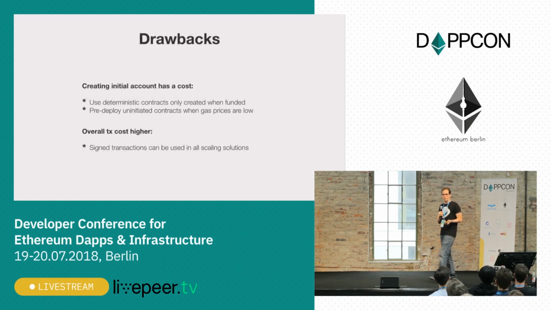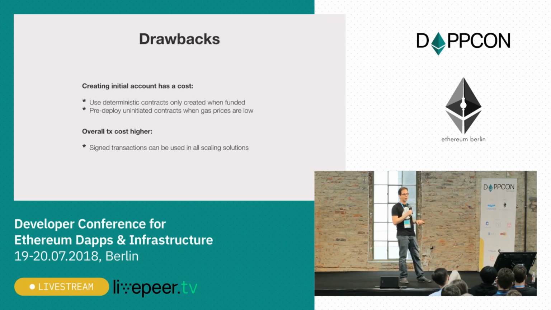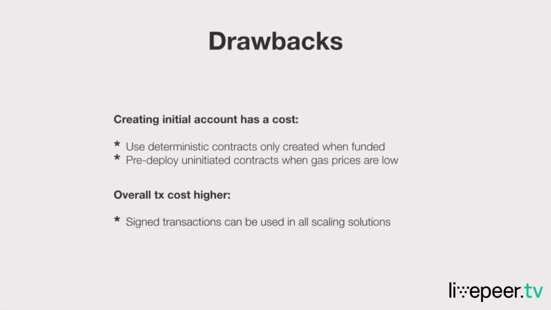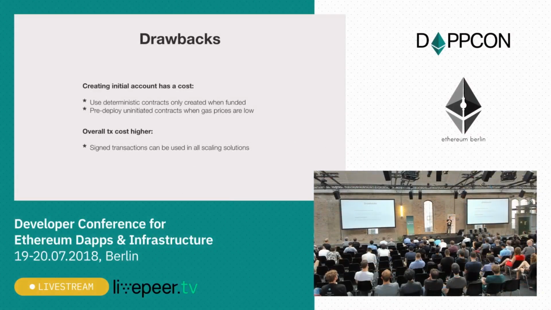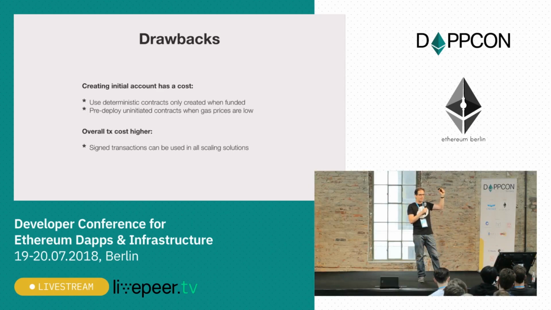What are the drawbacks of this scheme, right? First of all, creating the initial account has a cost. There are ways in which you can go around that. The first one, you can maybe create many accounts and let them unset accounts when gas is very cheap. And then when the user wants to sign up for something, you just get an empty account and just reconfigure it to give it to him.